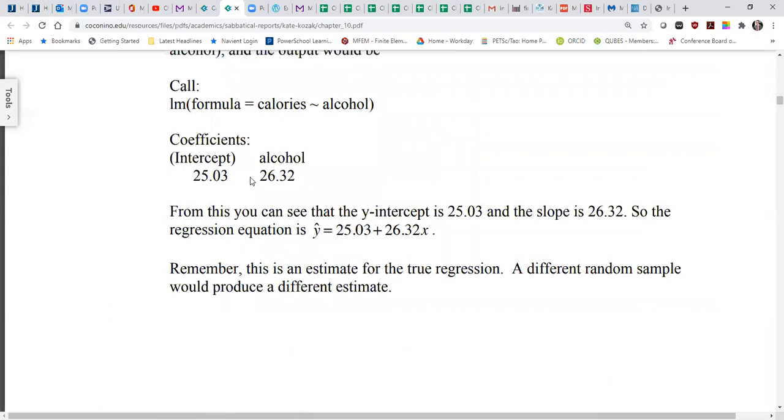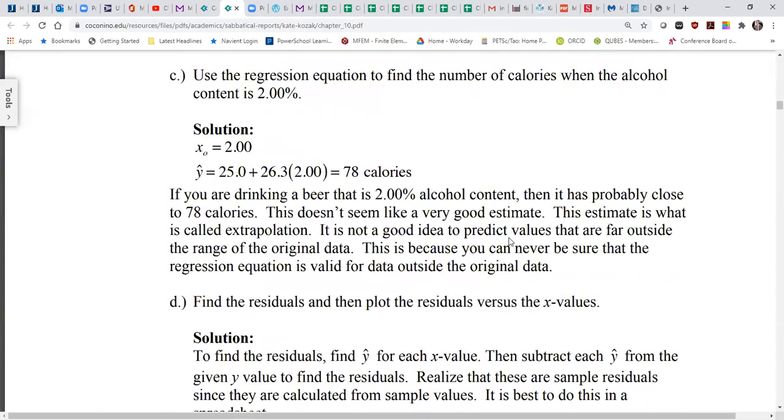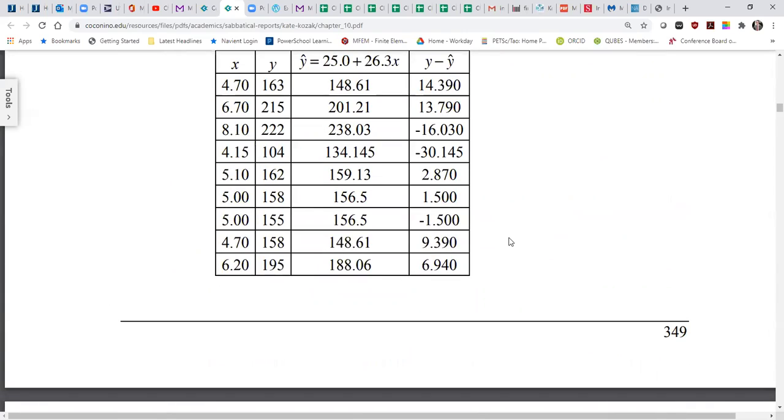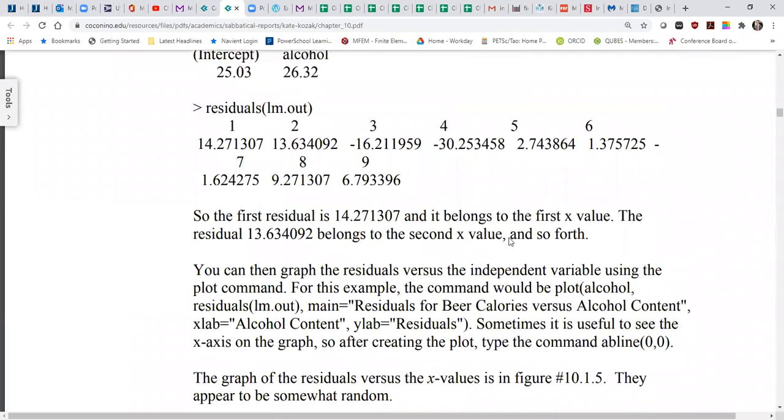You can see this is the intercept, and this is the gradient, or the slope. The slope is the number that's in front of the x. And this is the y-intercept, the number that is not in front of the x. This example shows how to find the regression line using the calculator and also using our program.